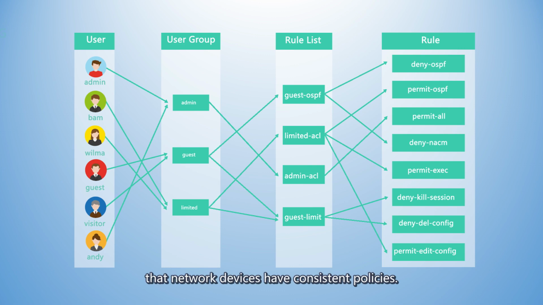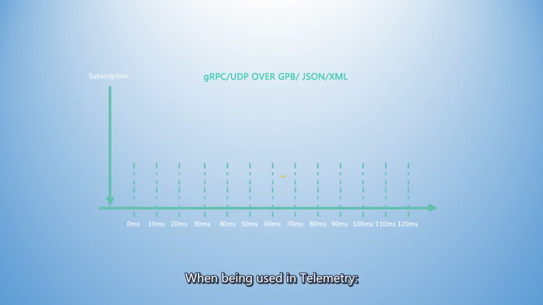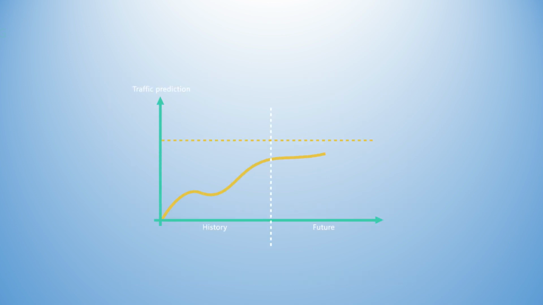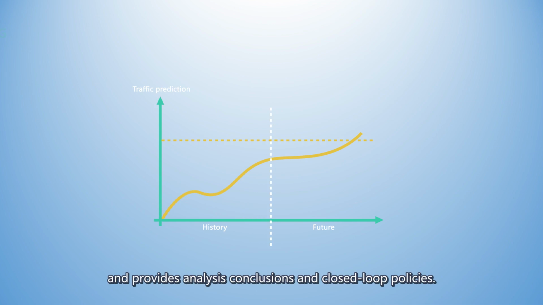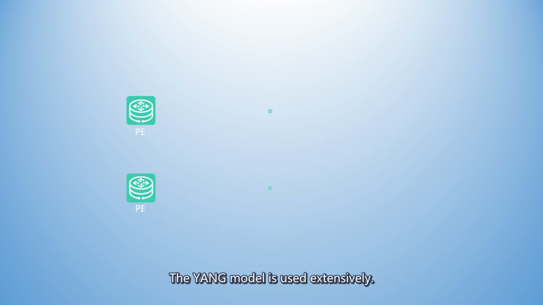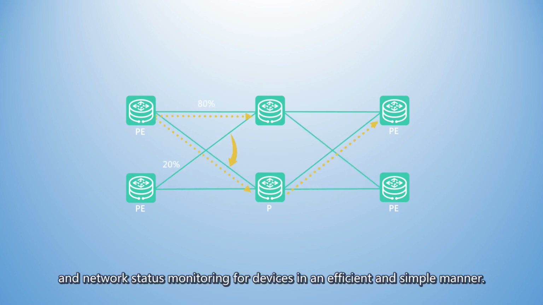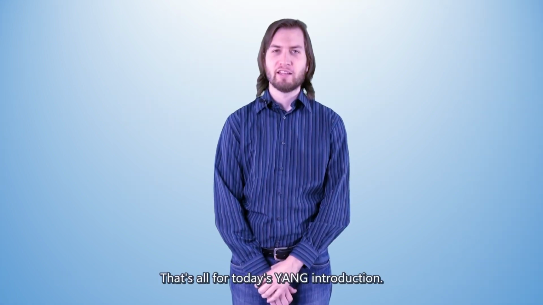When being used in telemetry, the YANG model monitors the network status in real time, predicts network faults and risks, analyzes O&M data, quickly locates network problems, and provides analysis, conclusions, and closed-loop policies. The YANG model is used extensively. It provides network configuration management and network status monitoring for devices in an efficient and simple manner. That's all for today's YANG introduction.